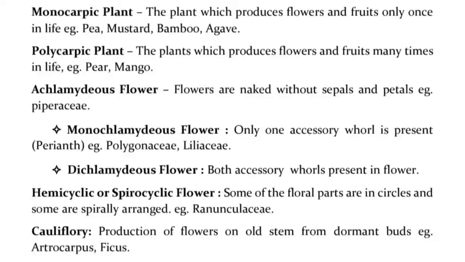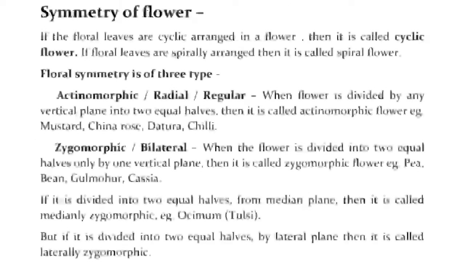Piperaceae. Monochlamydeous flower, only one accessory whorl is present, the perianth, e.g. Polygonaceae, liliaceae. Dichlamydeous flower, both accessory whorls present in the flower. Hemicyclic or spirocyclic flower, some of the floral parts are in circles and some are spirally arranged, e.g. Ranunculaceae. Cauliflory, production of flowers on old stem from dormant buds, e.g. Artocarpus, ficus.